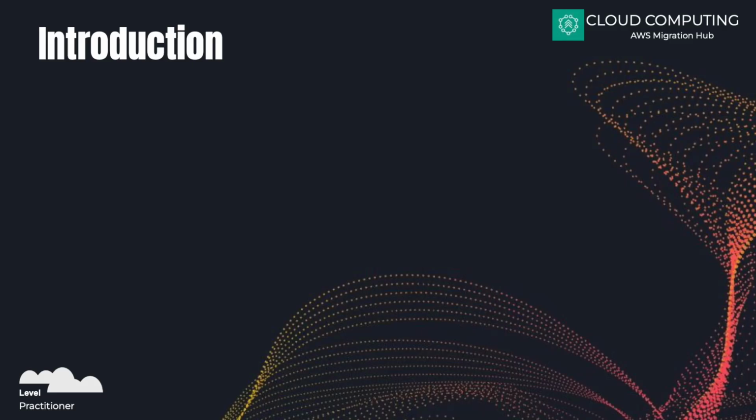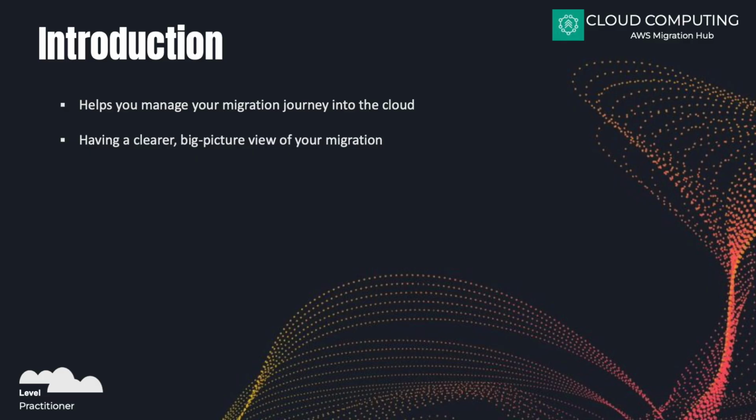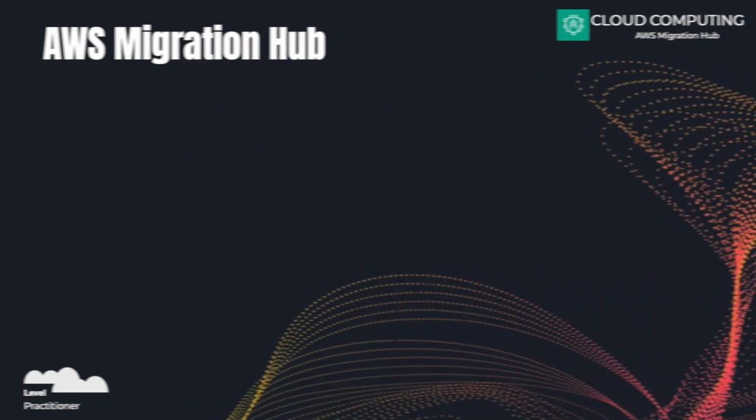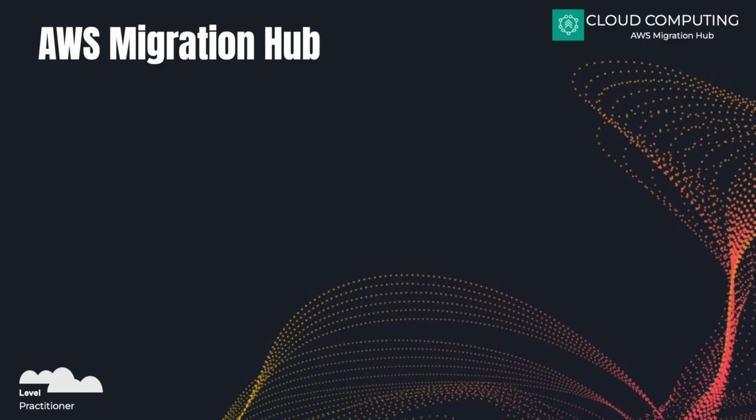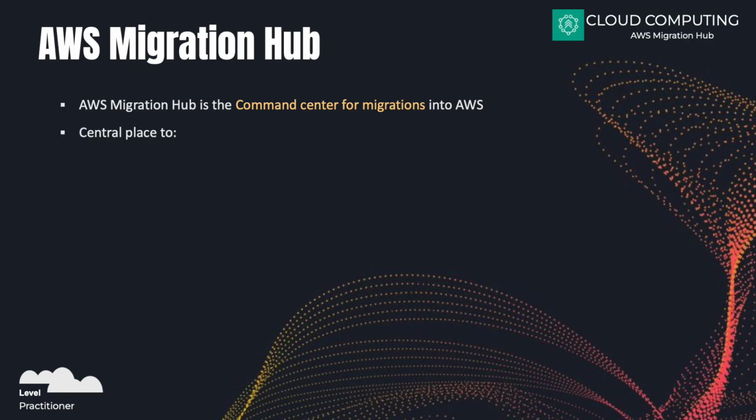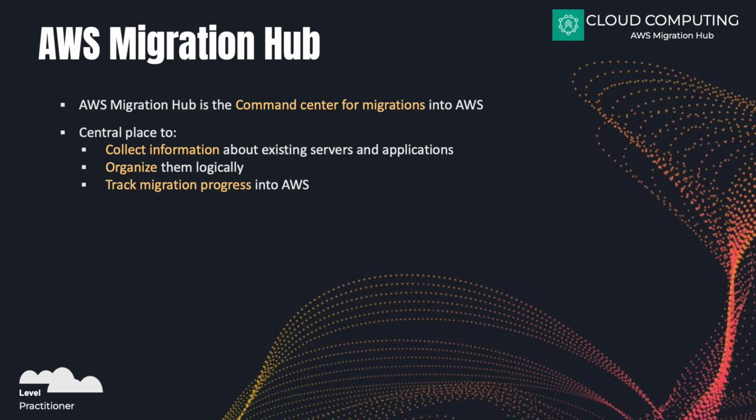In this video, we're going to walk through AWS Migration Hub and see how it helps you manage your journey into the cloud. Understanding this service will give you a clear, big picture view of your migration. Think of AWS Migration Hub as your command center for migrations into AWS. It's a single place where you can collect information about your existing servers and applications, organize them logically, and track the progress of their migration into AWS.